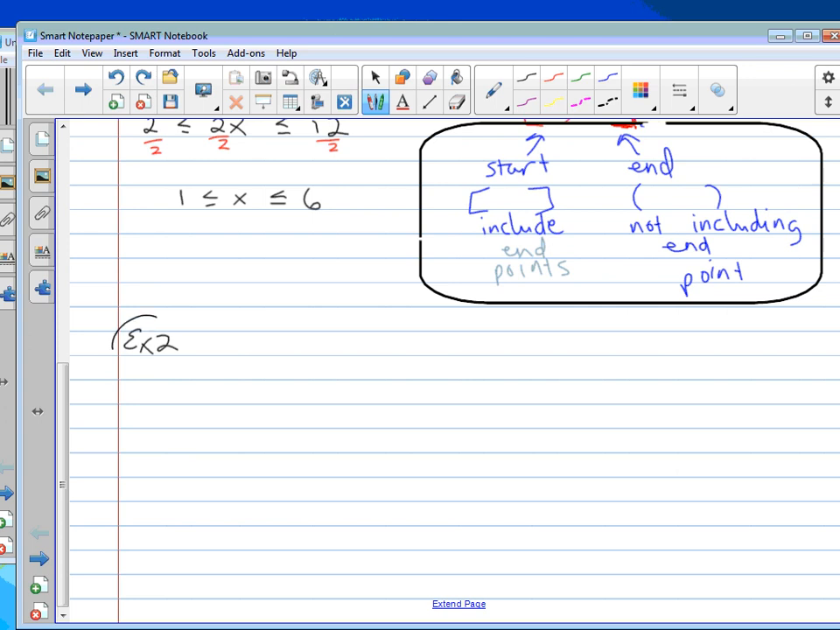Ejemplo 2. Let's do 3 times the absolute value of 2x minus 7, and we're going to subtract 2 from that, and we're going to make it greater than 13. Too many numbers.